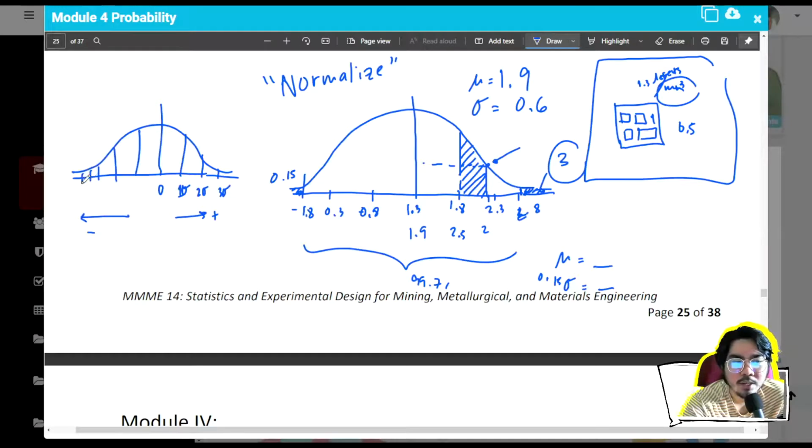Now that we normalized it, we can transform any value. So this 1.3, we can transform it into 0, 1.8 is 1, 2.3 is 2 standard deviations, 2.8 is 3 standard deviations. We can do that.